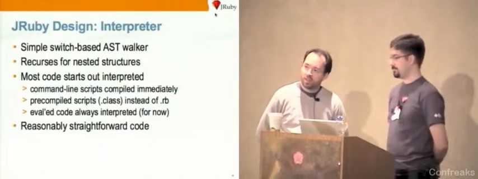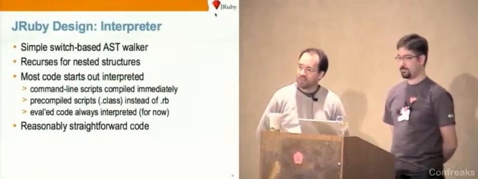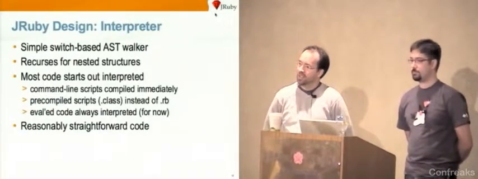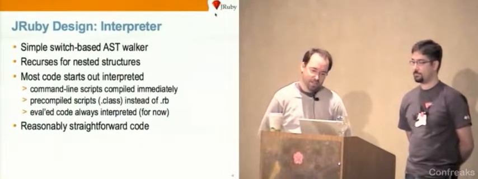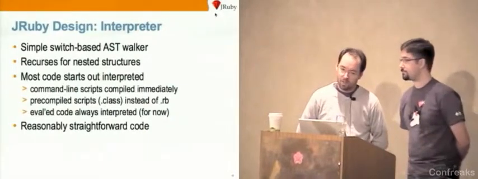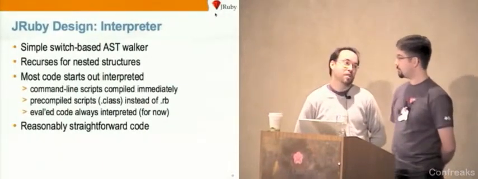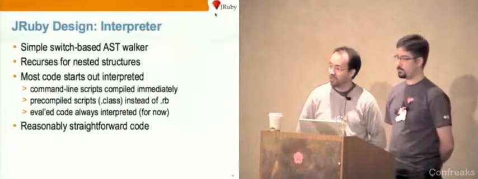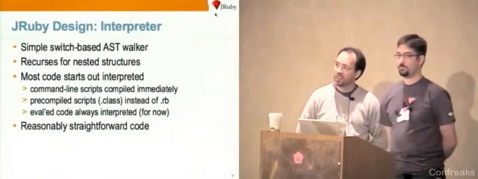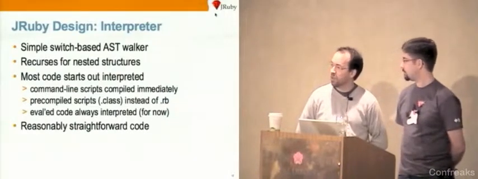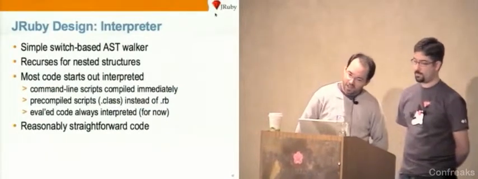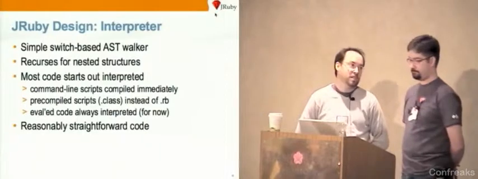So for the most part, everything starts out as interpreted because there's a cost to compiling stuff. If you're only going to run something once or twice, you're not going to want to have that cost associated with it. But there are a few exceptions. Command line scripts do compile right away. If it's obviously pre-compiled, there'd be no reason to interpret it when you can just load the pre-compiled stuff. Evals are something that most of the time you would never want to compile, though we're starting to find use cases where it'd be quite compelling. But as of now, we interpret all the time for evals.